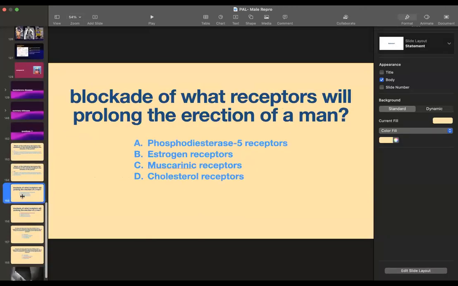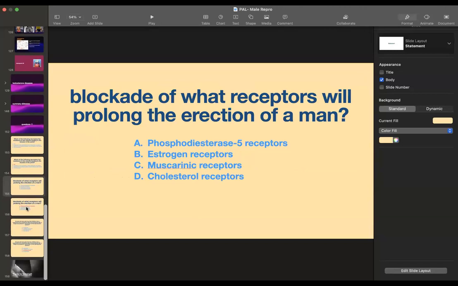Very, very good. Question number 2. Blockade of what receptors will prolong the erection of a man? Is it A, phosphodiesterase 5 receptors? Is it B, estrogen receptors? Is it C, muscarinic? Or is it D, cholesterol? Okay, we got another unanimous A. Surely it cannot be A twice. Oh, it is. Phosphodiesterase 5.